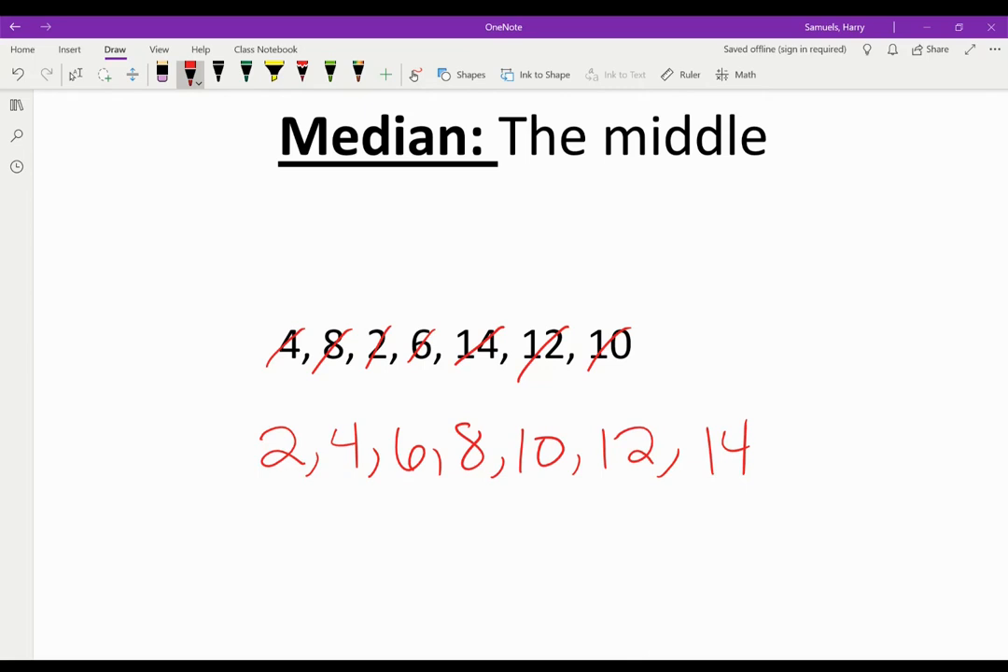The median number would be 8. And it's 8 because there are 3 numbers on the left and 3 numbers on the right. So it is smack dab in the middle of those numbers.